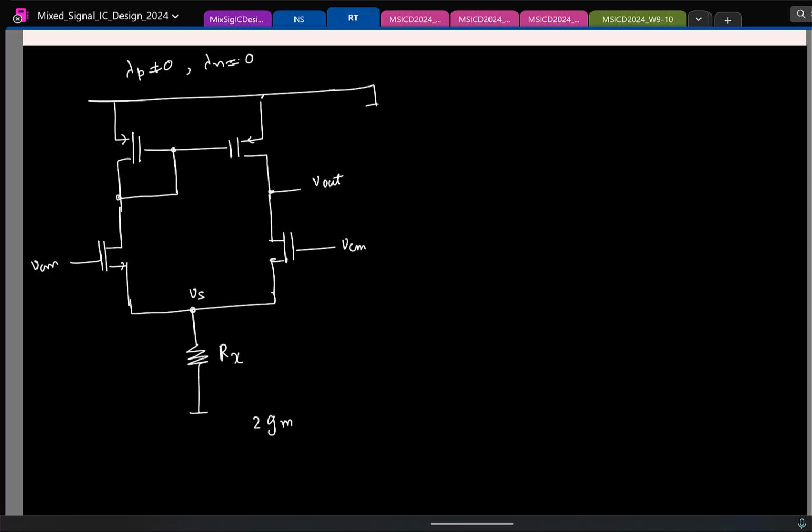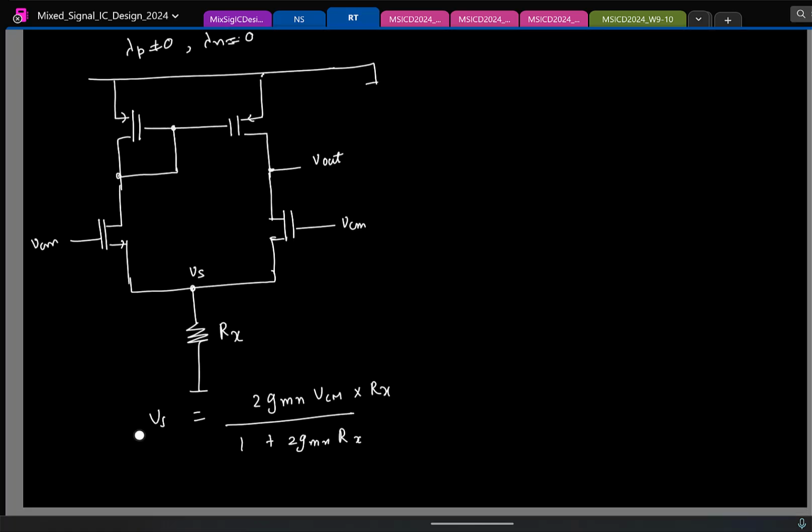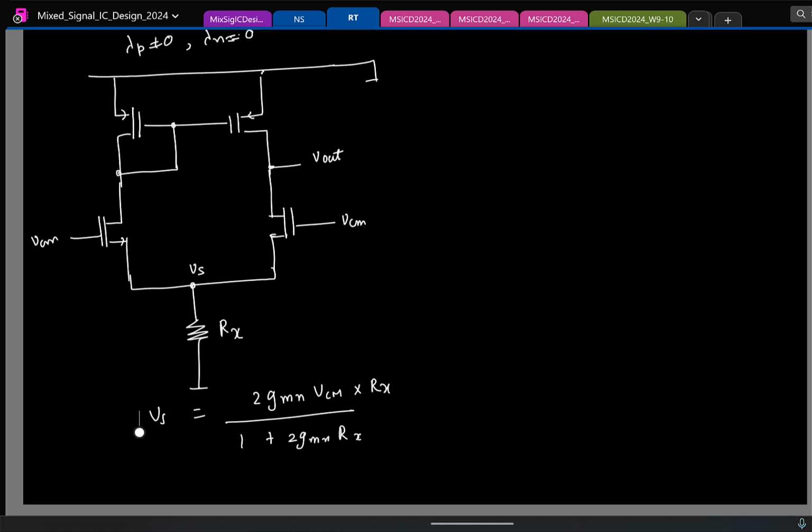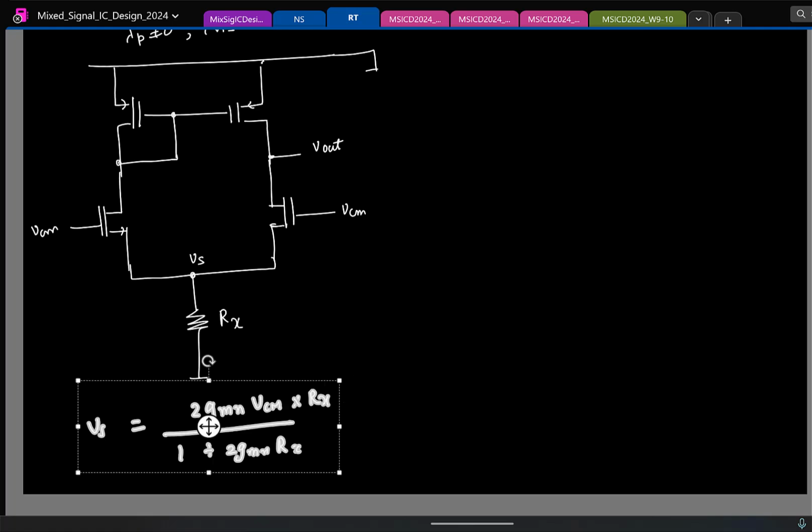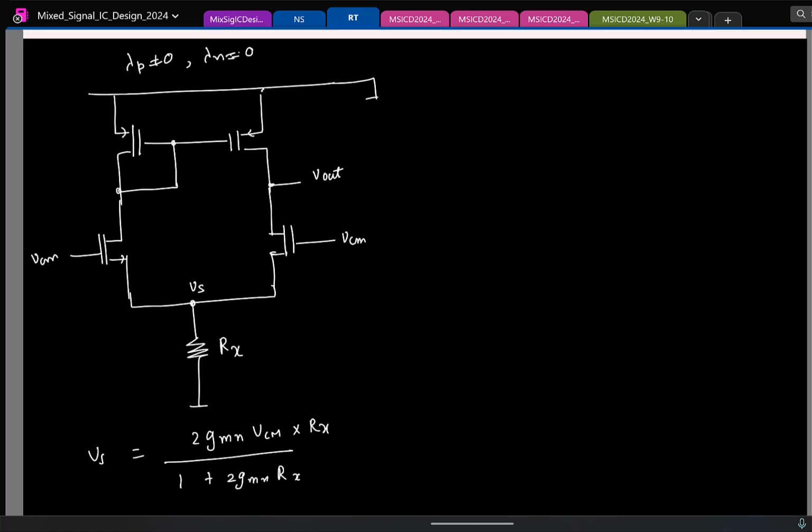Of which transistor? NMOS. Into VCM, I believe, by 1 plus 2 gm RSS. That doesn't look correct to me. Correct. This seems about right. You can basically write KCL and get this, but let's try to get this in a different way, directly maybe.